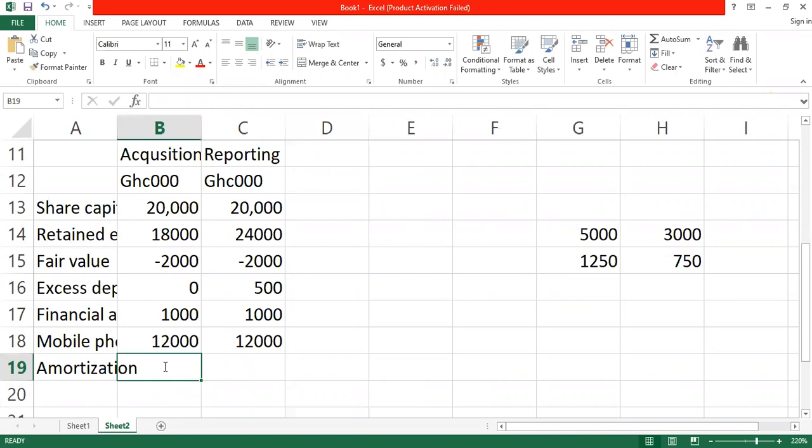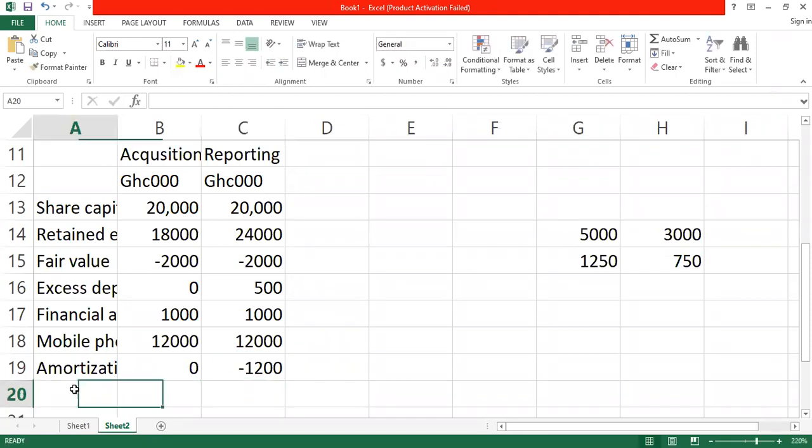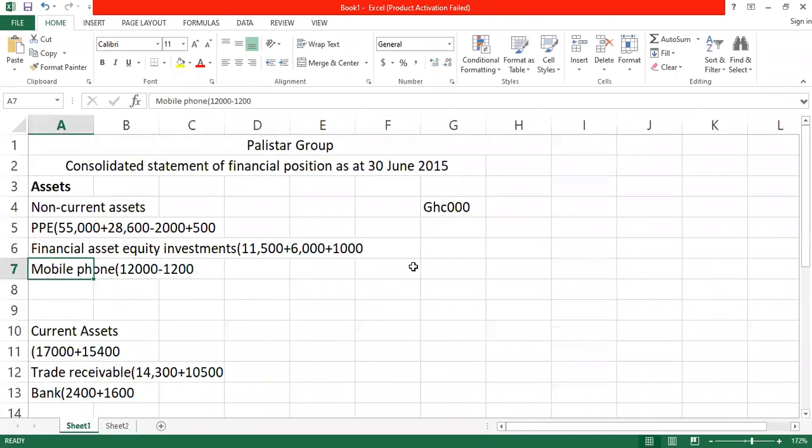Where can we see profit? Is it at reporting or at acquisition? Reporting. So we subtract 1,200, which is the amortization we should have subtracted from the profit, but we didn't recognize the rights. So we have to go and do that now. So what will happen is that our value will now be 10,800 for the mobile phone because we have used 6 months out of it. Okay, let's move on to the next one.